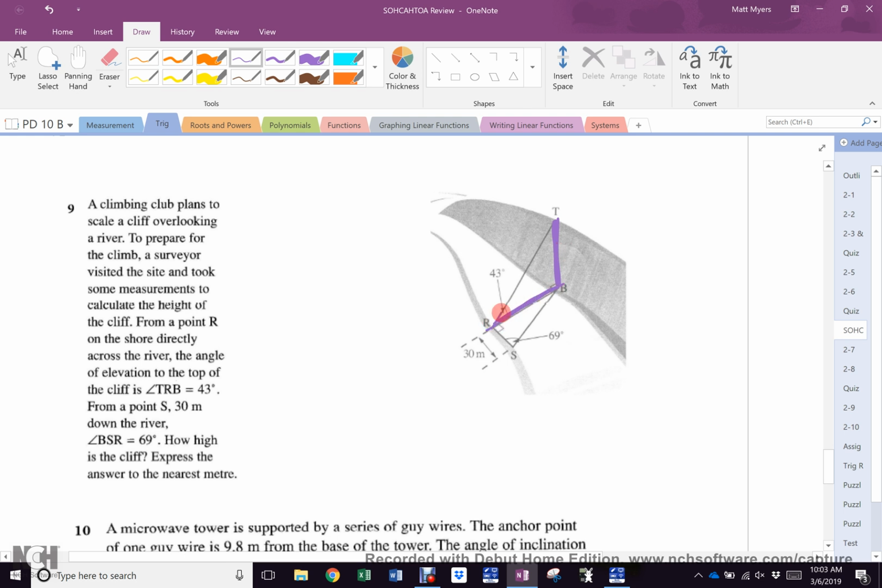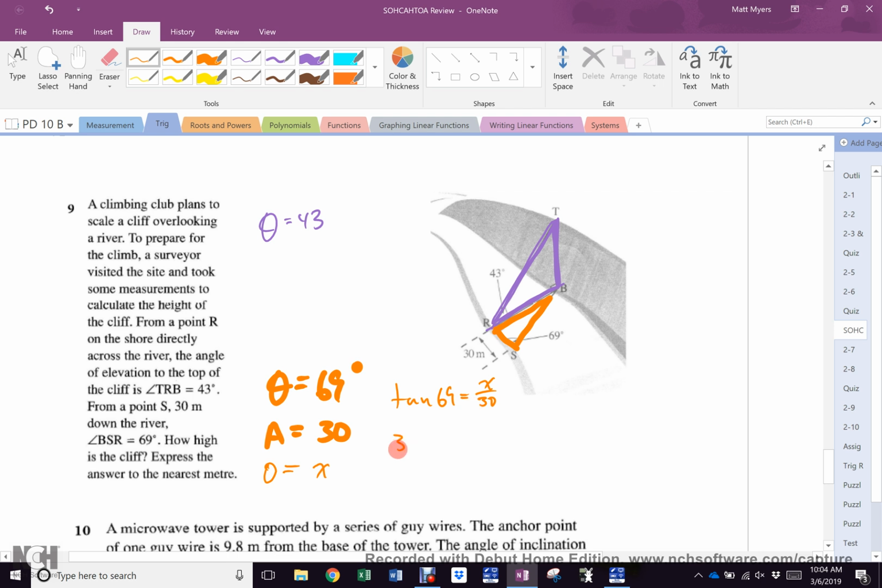There's the purple triangle, which has a theta of 43, but I do not have enough information because I cannot measure across the river, nor can I measure here. So I must use the orange triangle, which has a theta of 69 degrees and an adjacent of 30. What do I need? The opposite. That is x. So that is 30 tan 69, which means in my purple triangle, my adjacent is that, and my opposite is what I seek.